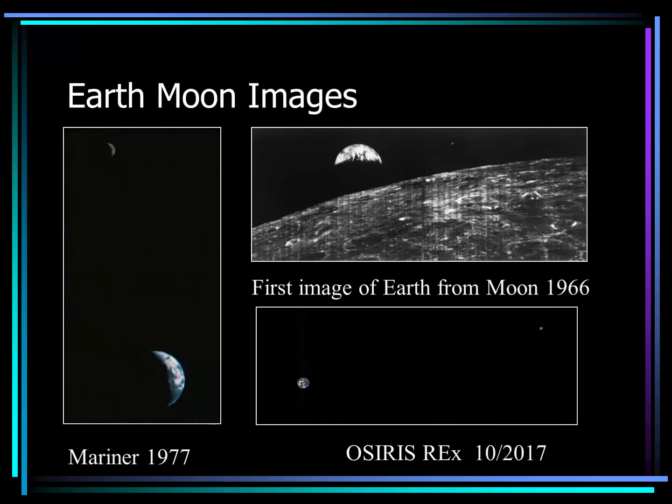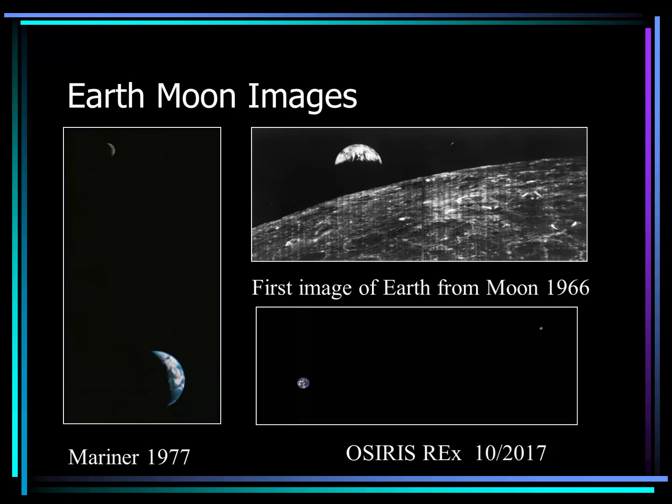We've studied the Moon for a long time. Here are several other interesting images. The picture on the upper right is the very first of the Earth taken from the proximity of the Moon. This was taken from an orbiting spacecraft in 1966.